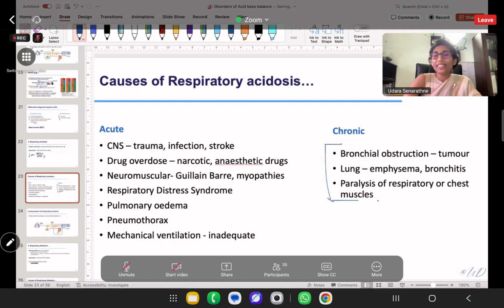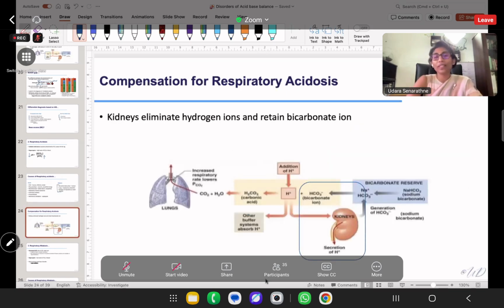Therefore, in these instances, as in bronchial obstructions or tumors or bronchitis, bronchiectasis, those things, you can end up having chronic respiratory acidosis with metabolic compensation, which happens with the kidneys. So how do kidneys compensate? They will excrete more acids out. That is how they are going to compensate.